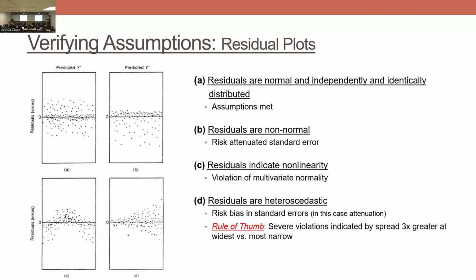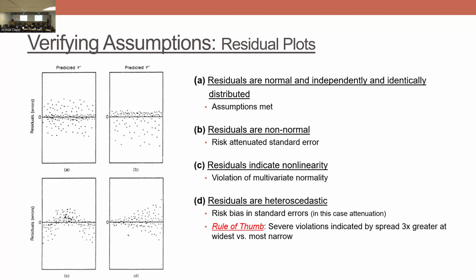If I look, I see a uniform distribution across all predicted values of y. My residuals are about the same shape. They're normally distributed, sort of evenly distributed. Here we've got normal and independently identically distributed residuals. Our assumptions are met. We're really excited about this. This is looking good.